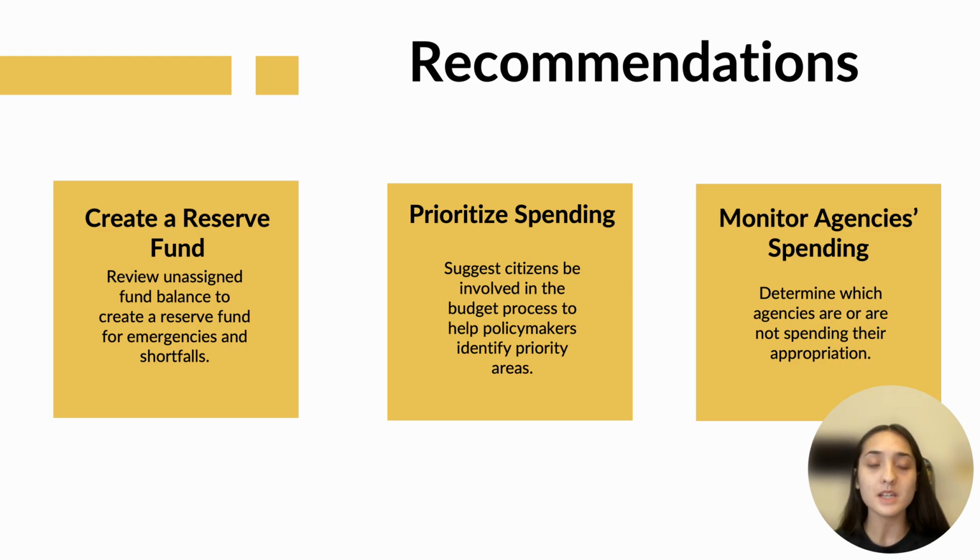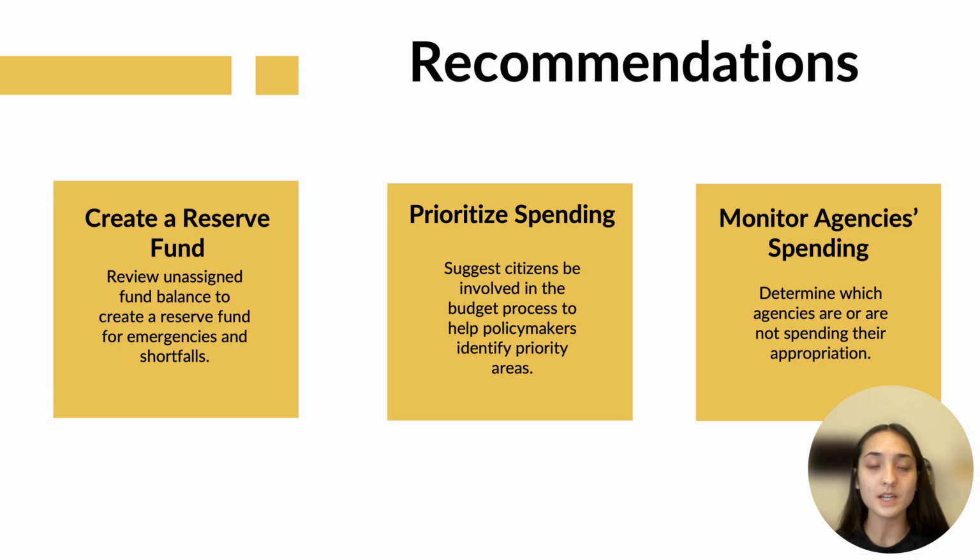The second recommendation is to prioritize spending. This can be done by suggesting citizens be more involved in the budget process. Their feedback can help policymakers identify the priority areas when creating an annual budget for the government.